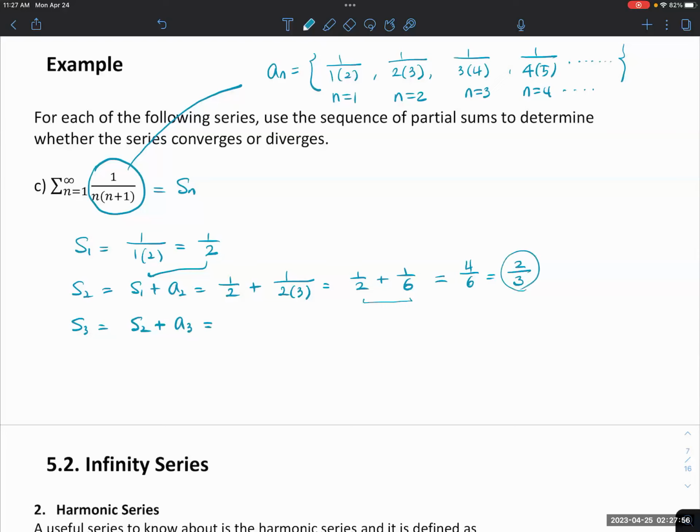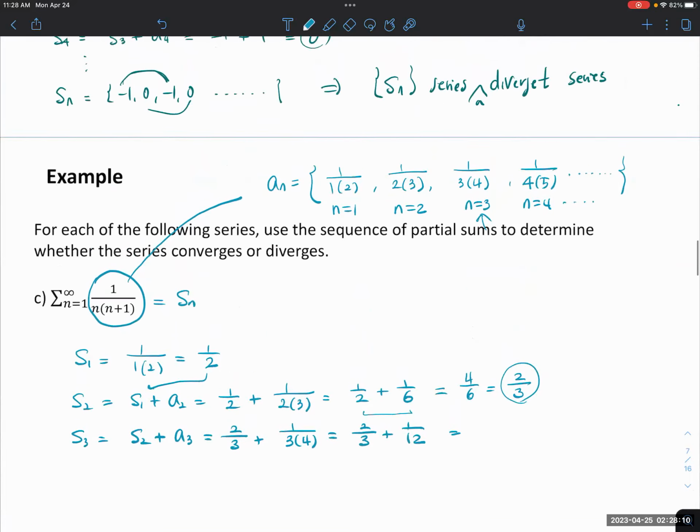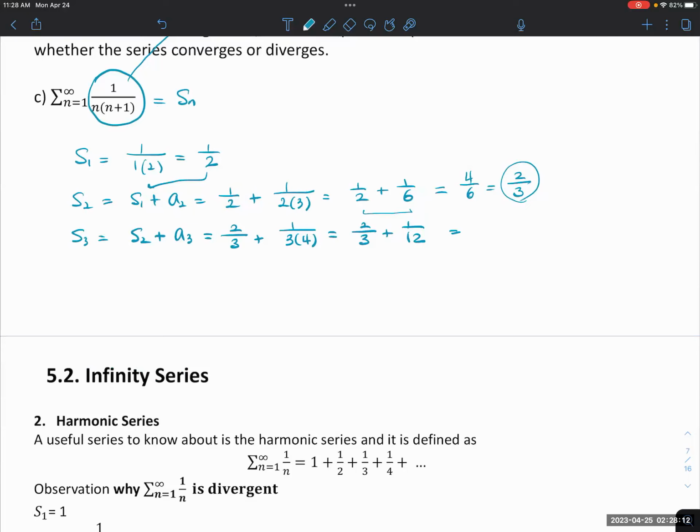S₃ is S₂ plus a₃. S₂ is right here, 2 over 3, and a₃ is 1 over 3 times 4. In other words, 2 over 3 plus 1 over 12. Keep adding, finding the common denominator. If you multiply by 4, it's 8 over 12, so I have 9 over 12, simplified to 3 over 4. This is S₃.